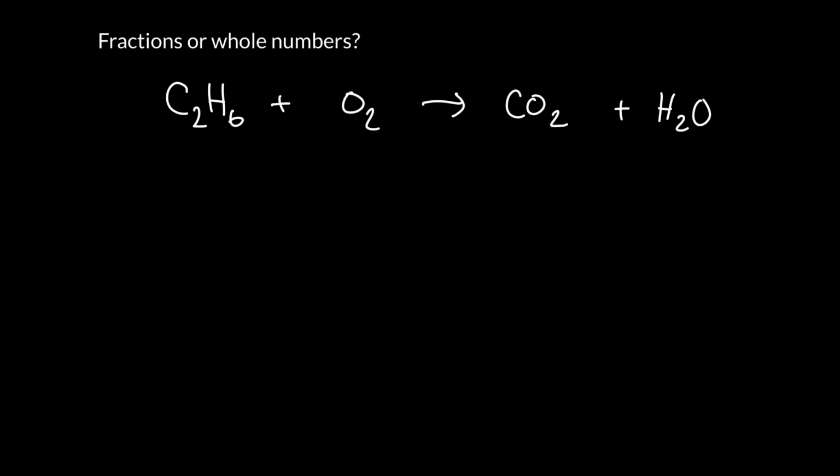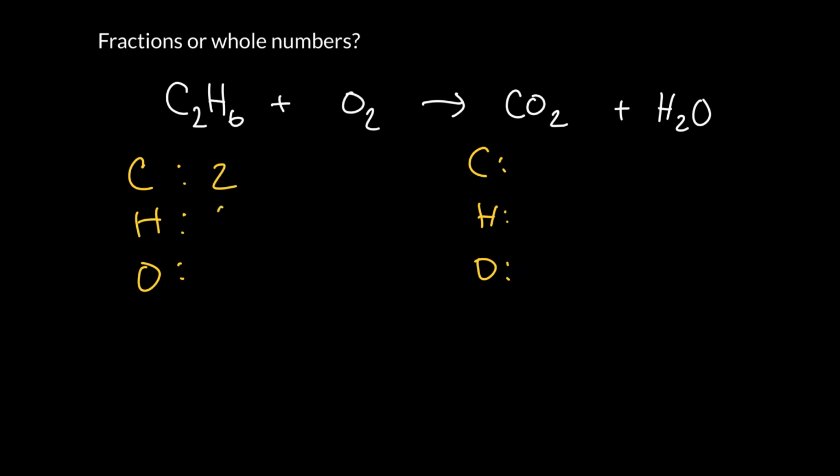Hey, welcome back. I'm going to work another balanced chemical equation with you. This is ethane, and again, it burns in the presence of oxygen and forms carbon dioxide and water. I'm going to show you a couple of different ways we can balance this. One way is just to do it as we did before: count the number of atoms of carbon, hydrogen, and oxygen on the left and compare to the right.